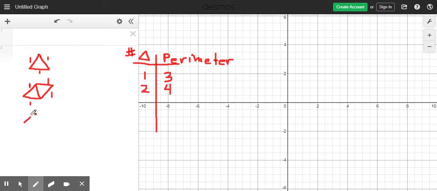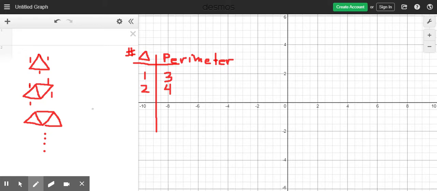Okay, now what if I have 3 triangles stuck together? Predict what the perimeter would be. Find that perimeter, and then continue the pattern, so on. Just keep adding triangles, squishing them together, and writing down the new perimeter.